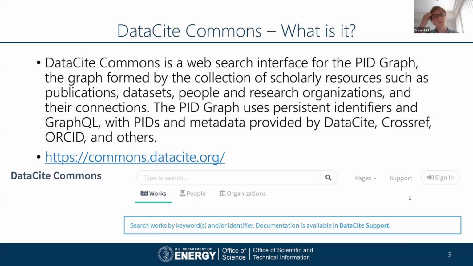So DataCite Commons is a web search interface for the PID graph, the graph formed by the collection of scholarly resources such as publications, datasets, people, and research organizations and their connections. The PID graph uses persistent identifiers in GraphQL with PIDs and metadata provided by DataCite, Crossref, ORCID, and others. There's a link put there in the chat if you want to browse and play along as we go through this. This is a really powerful search tool, and they're still working on it, making improvements, but they're really trying to link persistent identifiers that collect organizations, people, and research objects, so it's pretty exciting and an interesting tool to use.